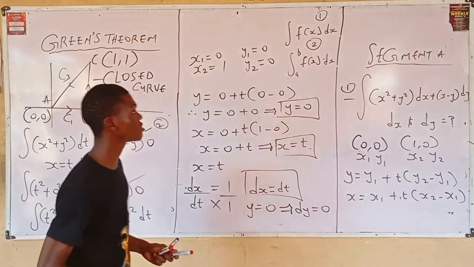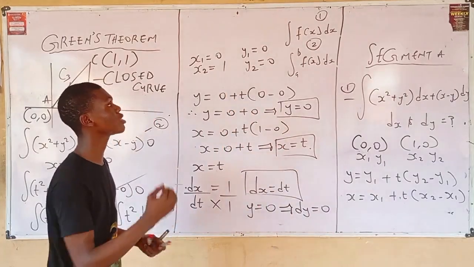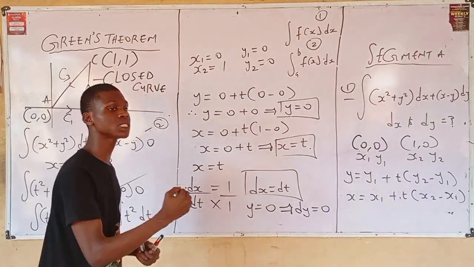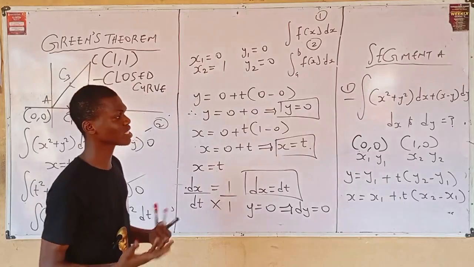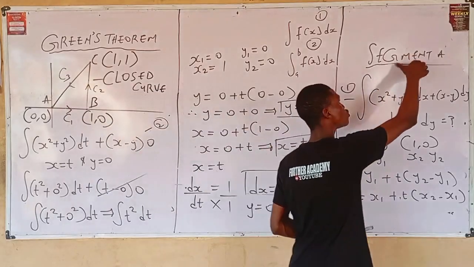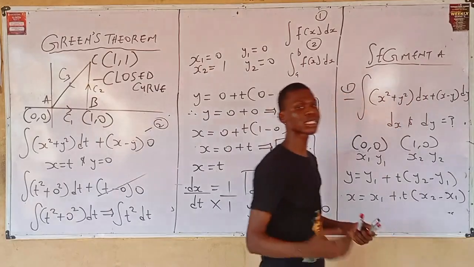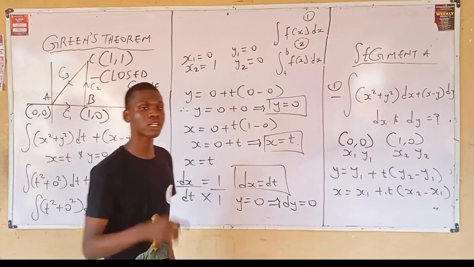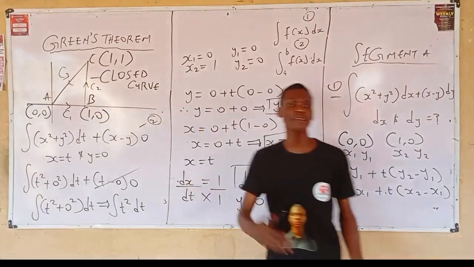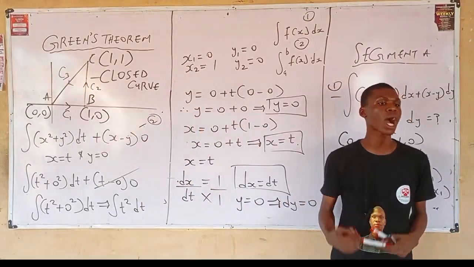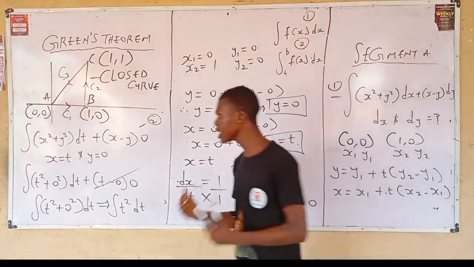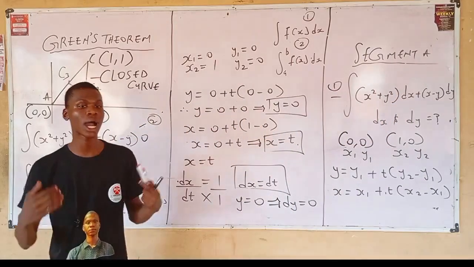Why is it a definite integral? Because I'm having limits. I'm having the lower limit and the upper limit. So in essence, I'm going to use segment A to get the lower and upper limits. Similarly for other segments. Now, how do we get this lower and upper limit?